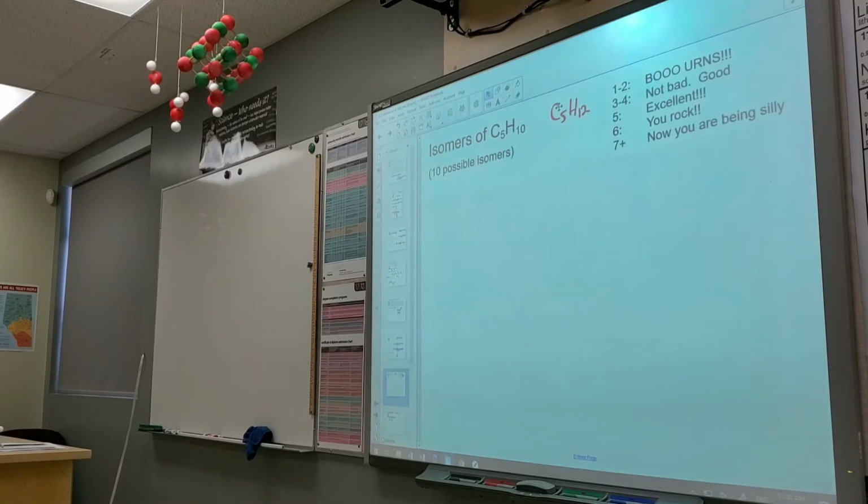Make sure that your isomer has only 10 hydrogens and 5 carbons. Ready? Yeah, you could. Okay, so if you moved it from there, we want 10.